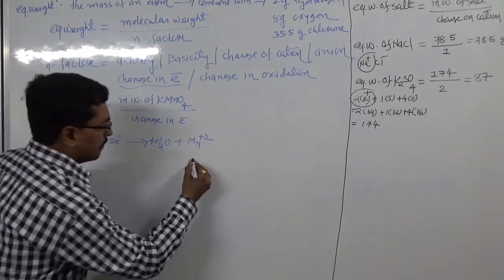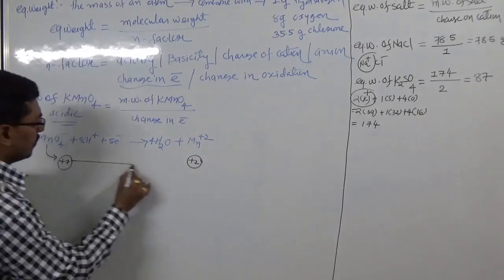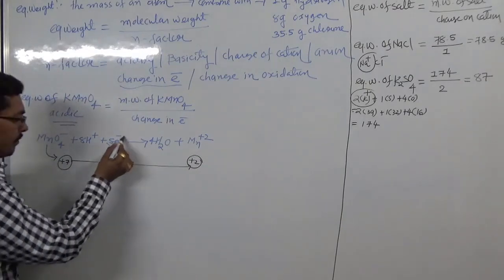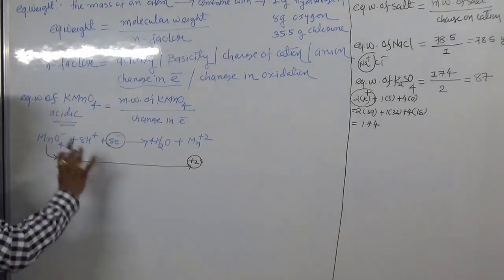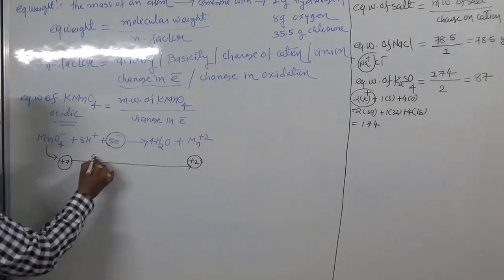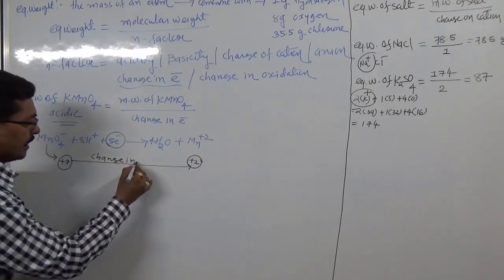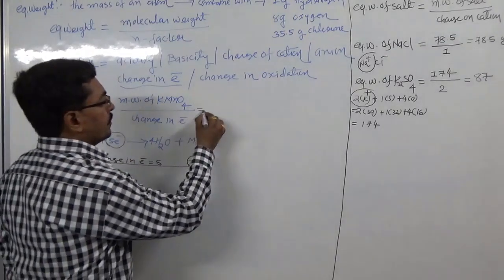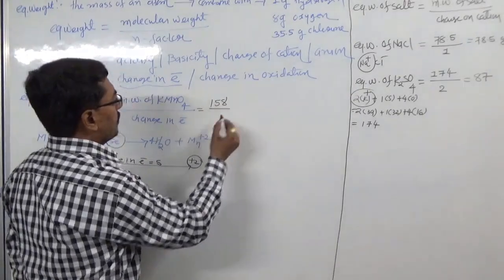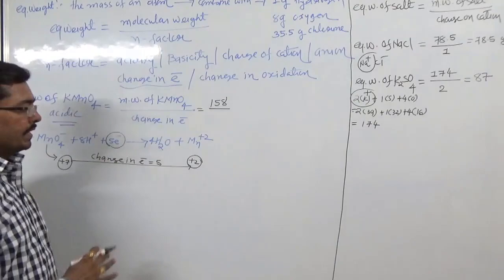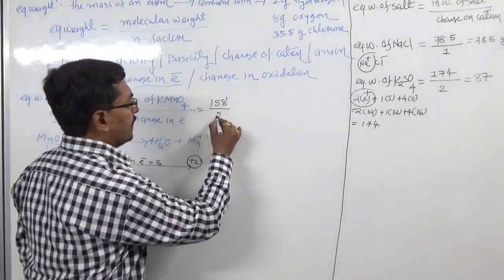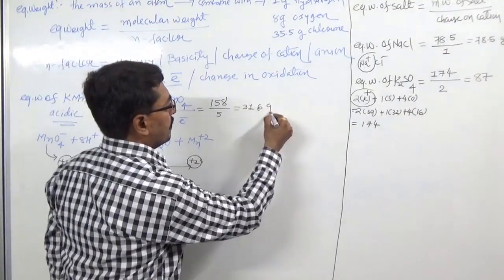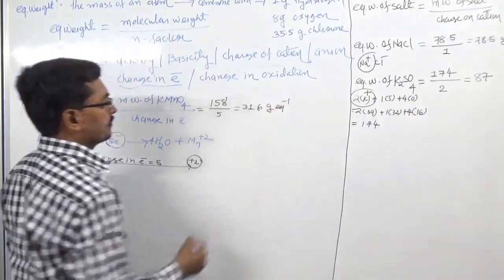Now here the oxidation number of manganese is +2. So the change in oxidation number from +7 to +2 is 5, or MnO4 in acidic medium gains 5 electrons. So we can say that here the change in electron is 5. Now the molecular weight of KMnO4, you know very well, is 158. By summing all atomic weights you get 158, change in electron is 5. So 158 divided by 5, you get the equivalent weight of KMnO4 as 31.6 gram equivalent.